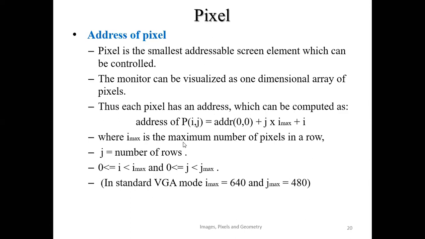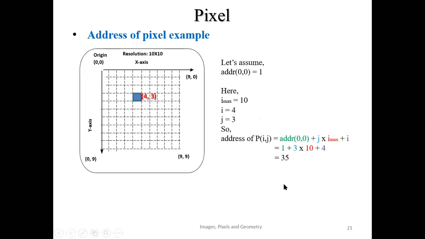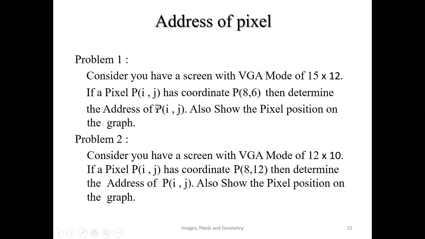Now, Imax is the maximum number of pixels in a row, remember, not in a column, in a row. So I is at least 0 and less than Imax, and Jmax is the maximum number of pixels in a column. So using this formula, I have just shown you how we can calculate a pixel for a monitor screen. Now here there are another 2 problems. Practice these at home, and in the next class we'll discuss the answers to these 2.